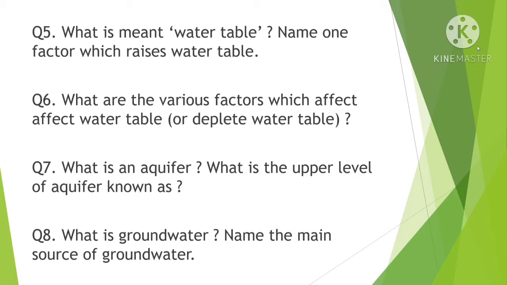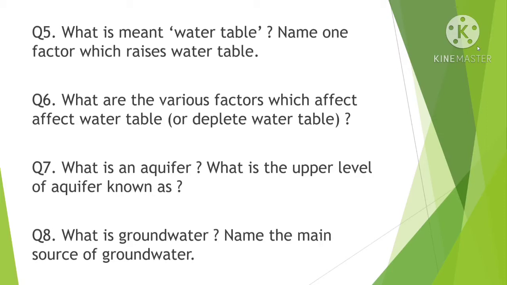Now our next question is, what is groundwater? Name the main source of groundwater. So the water that is found below the water table is known as groundwater. Now the main source of groundwater is the rain. So the rainwater is the main source of groundwater, or the water that seeps from the other water sources such as rivers, lakes and ponds into the ground. They are also the sources of groundwater.